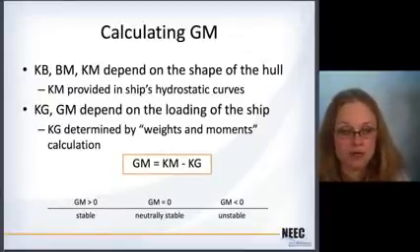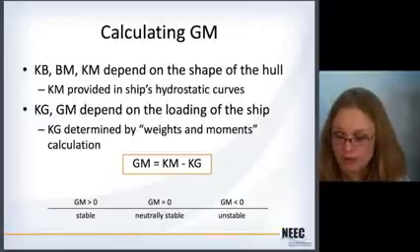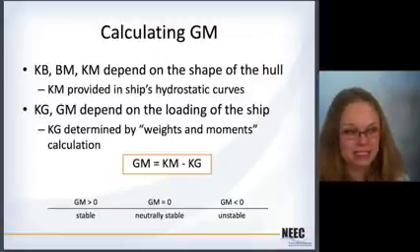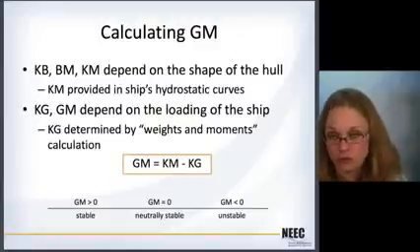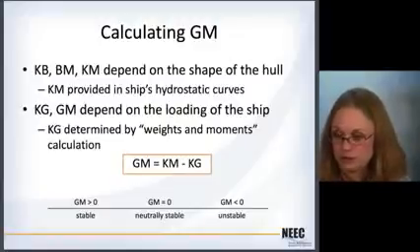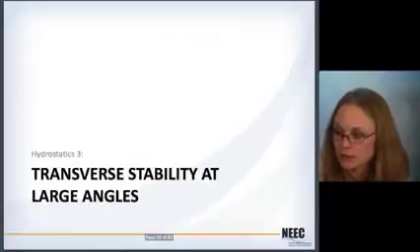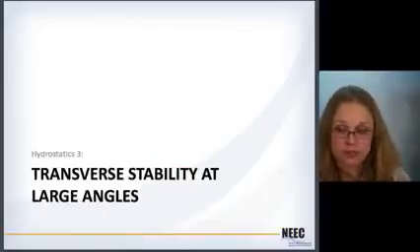So here's a note, right? If GM is greater than 0, your ship is stable because you have a positive righting moment. If it's 0, then it's neutrally stable, which means that if you tip it over it would just stay there. It wouldn't move. If GM is negative, then your ship is unstable and it will continue rotating in the direction that you have heeled it in. Okay, so that's for small angles.